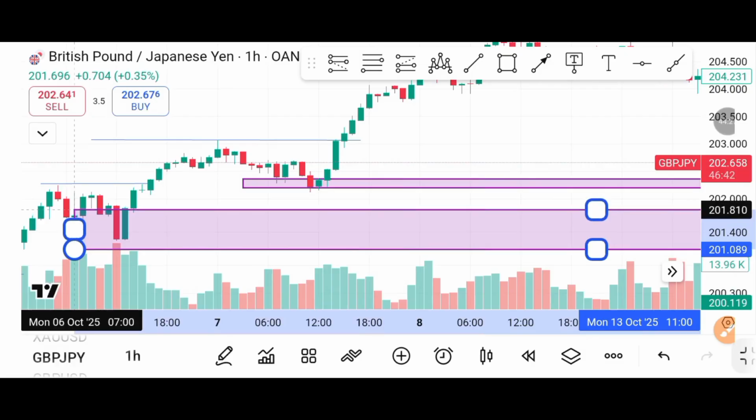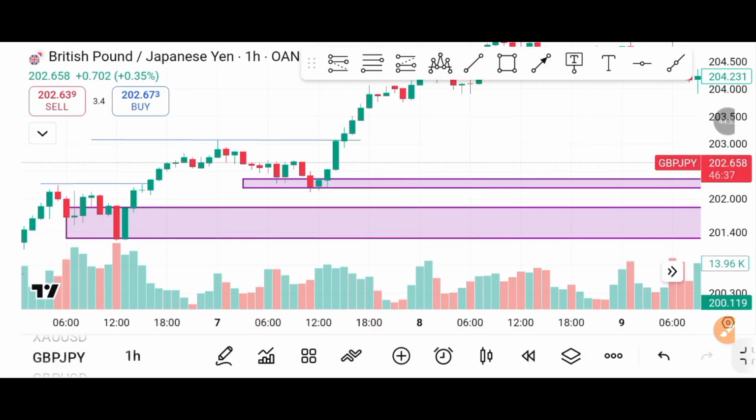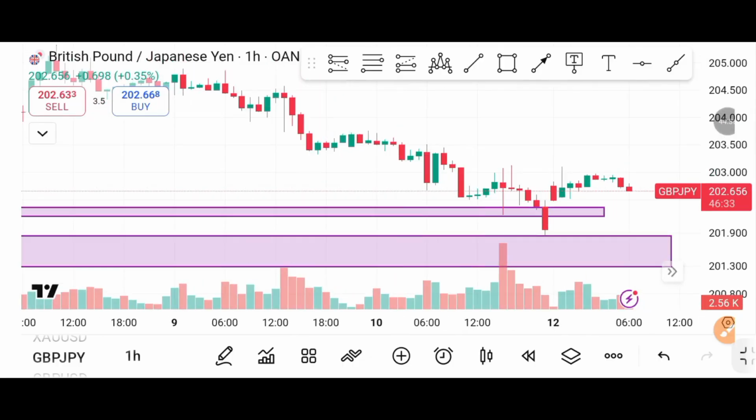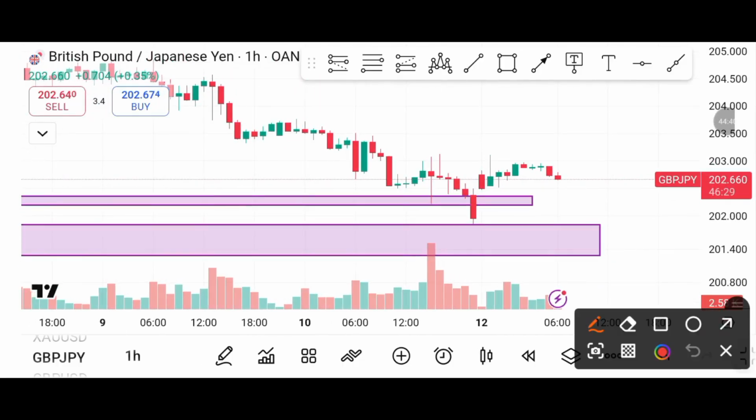Okay, so with these two order blocks, we're expecting price to react to them. Price already tapped into the first one, that's this one. Price tapped into it a little and also mitigated the second order block. So we can see that from here, if you decide to take a trade, it's going to work out properly.